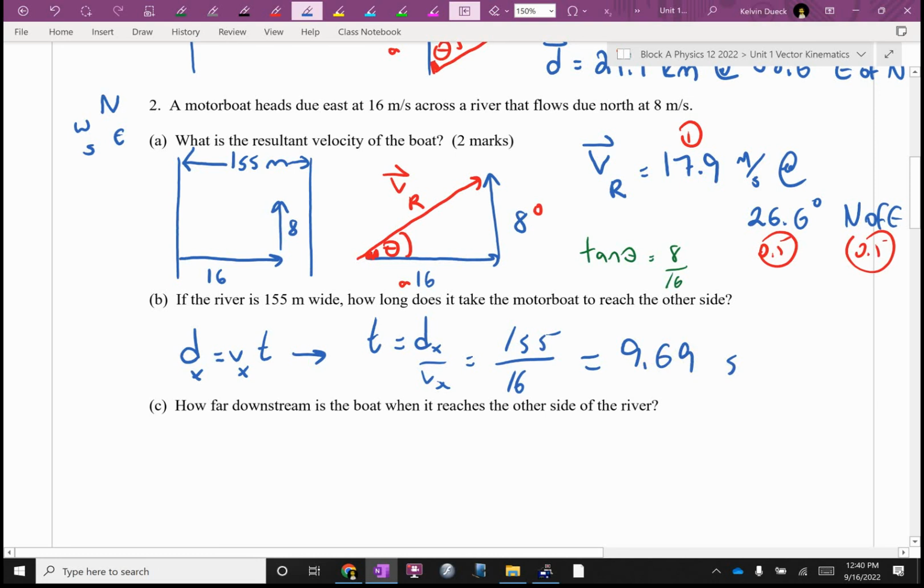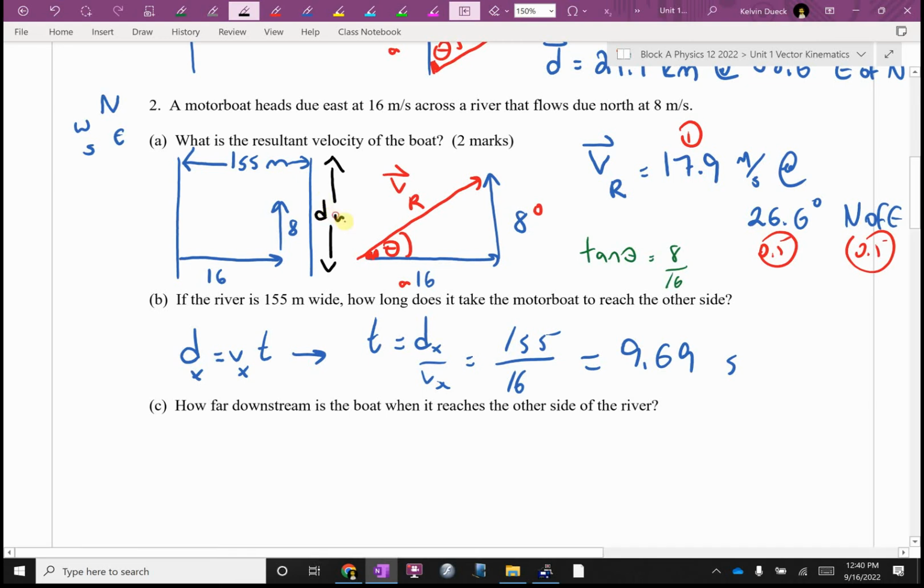seconds. How far downstream is the boat when it reaches the other side of the river? I guess downstream is north in this case, but for rivers, downstream doesn't matter what direction it is. It's the direction the water is flowing. So I'll make a little note here. I guess they want me to find this distance, but Lena, will I call that dx? No. What will I call that? D? Because I asked you to.